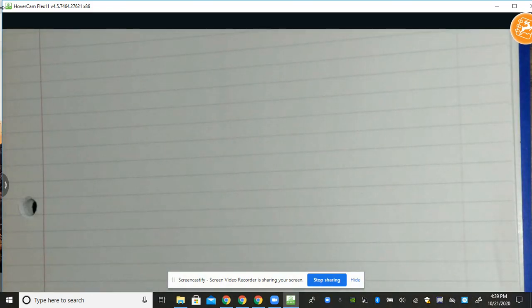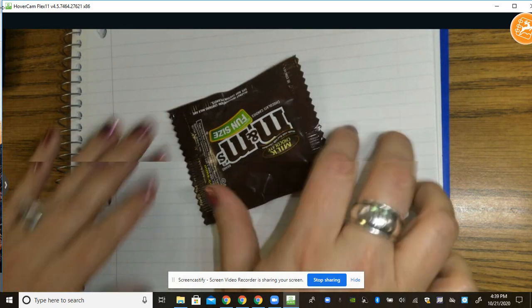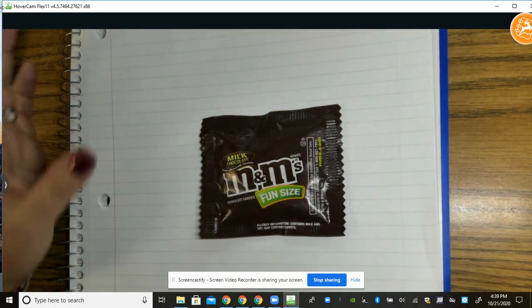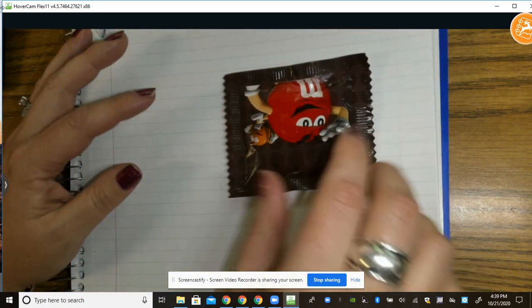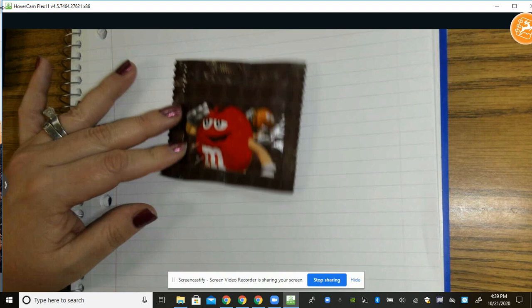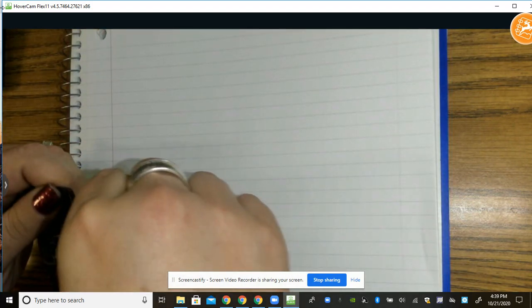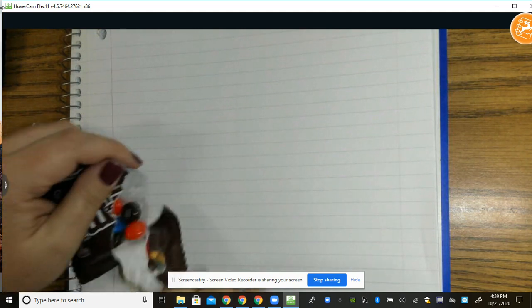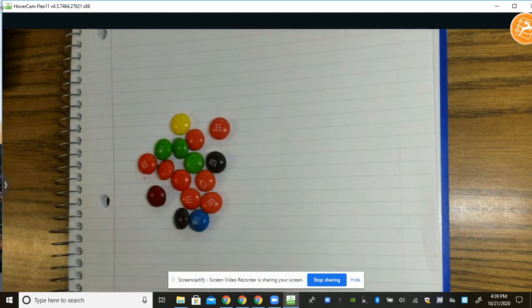So let me just unzoom this out. So I picked up some M&Ms, the fun size ones, because Halloween's coming. So this is what I picked up. There's my little red and my little orange guy. Just to let you know, the M&Ms smelled really good when I opened the package this morning.